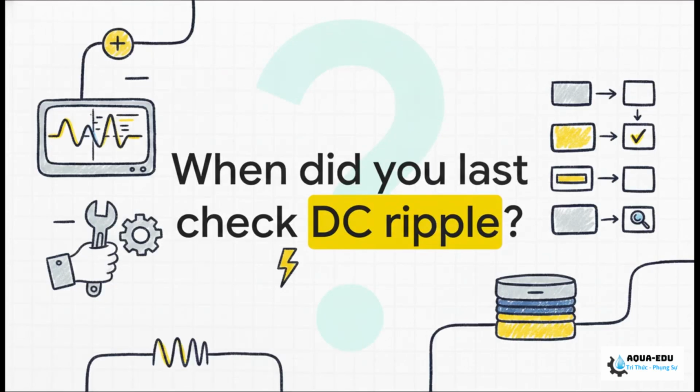I want to wrap up this explainer by throwing down a challenge to every facility manager and technician watching right now. Ask yourself honestly, when was the last time you actually put an oscilloscope on your feed and checked the DC ripple on your EDI modules? If you're hesitating or if you don't know the answer, your very next step should be reviewing your plant's logs.